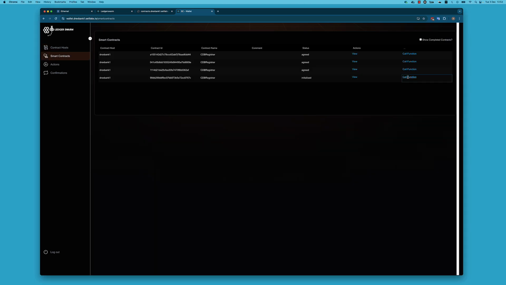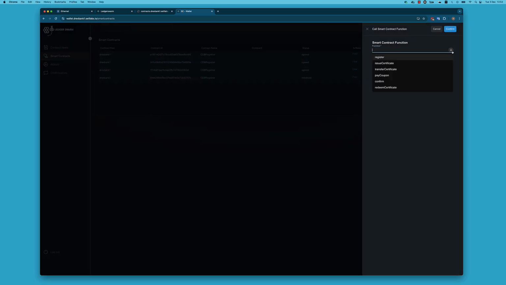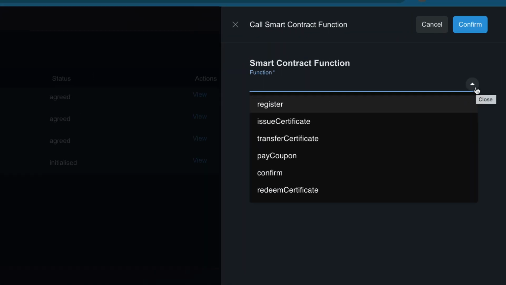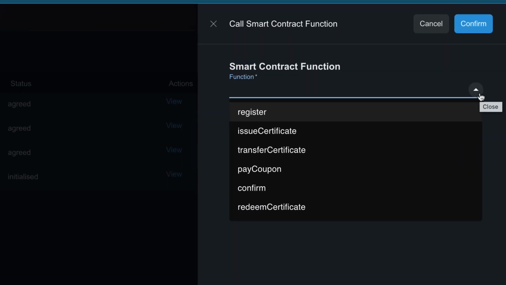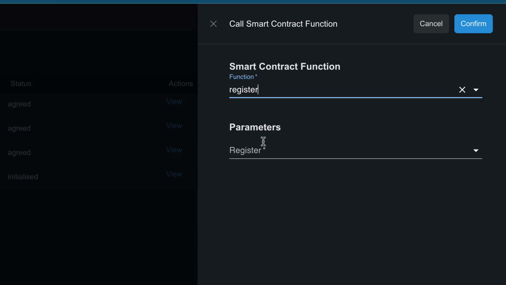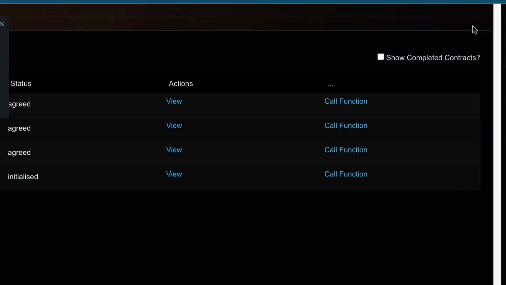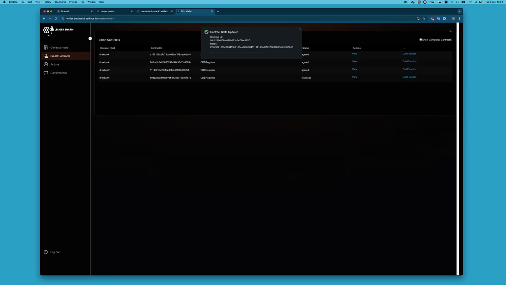Let's look at the contract we just created. You can see that it has several functions that can be called by the registrar. The first thing we need to do is to agree to this contract. We do this by calling the register function. Nothing will work on the contract until all parties have agreed to it. Now we are able to call our first function, issue certificate.